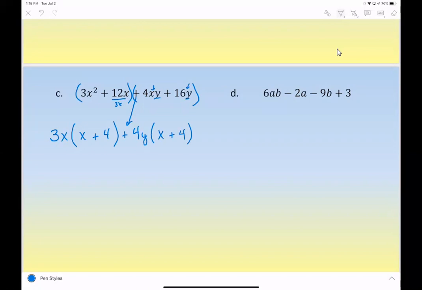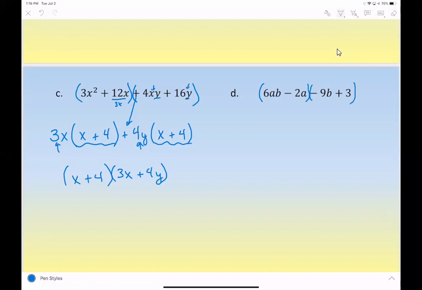Remember what we were talking about. We want this parentheses, that binomial, to be the same. So we're going to write it one time because it's the GCF for both terms. And then the second parentheses will have what's in front, which is 3x plus 4y. And then you're done. Here, the last example, there's no GCF, so we're going to group them into 2 groups of 2.